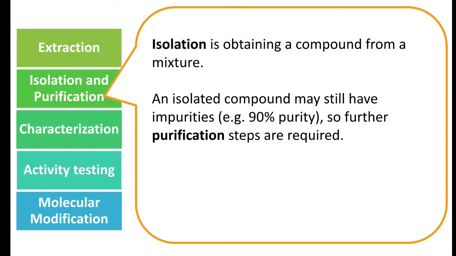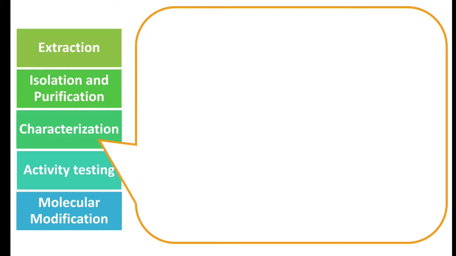Isolation and purification. Isolation is when a compound is separated from a mixture of compounds. Sometimes it can still be contaminated, so you need further purification. Isolation and purification are very important because, again, the goal in studying natural products is to single out potential lead compounds. Okay, third, characterization.